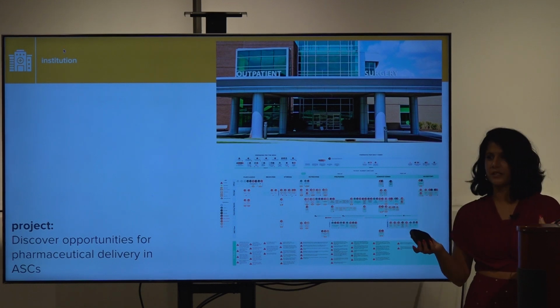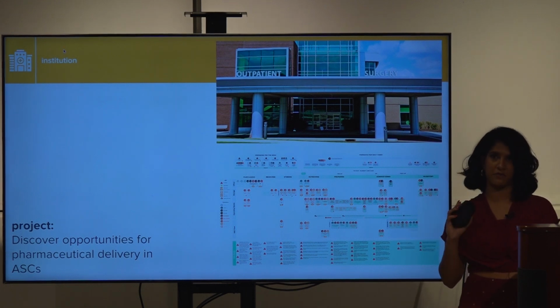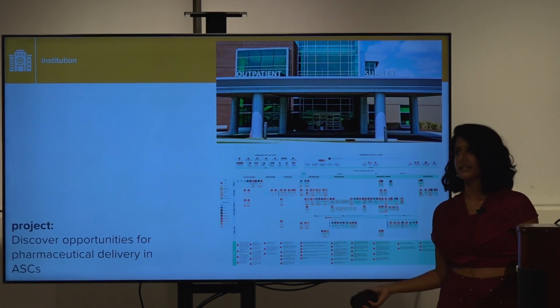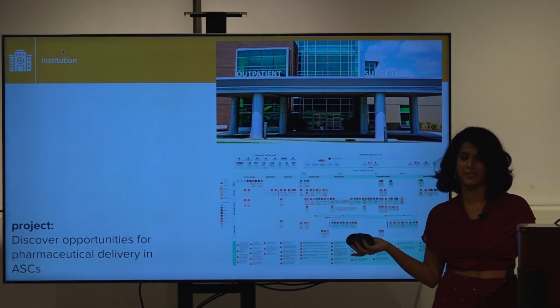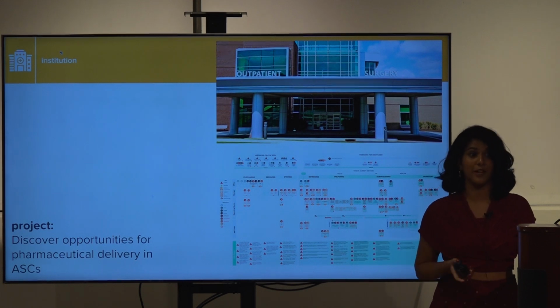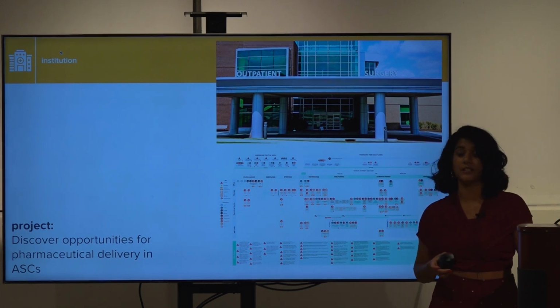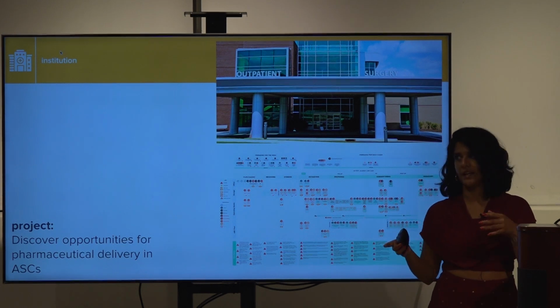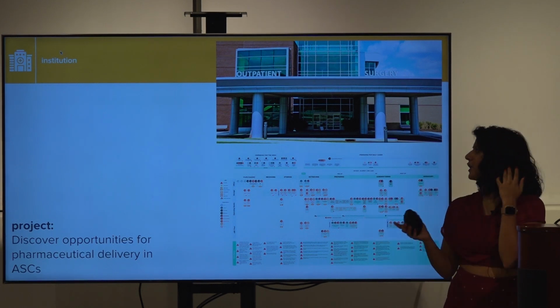So a general trend we're seeing in healthcare is care being pushed out of hospitals, because people hate being in hospitals, and more into the home. So in an outpatient center, you can get a procedure done and then go home right afterwards, which is better for patients and better for clinicians. So our client recognized this trend and wanted to know how they could innovate in this space, specifically for medication delivery.